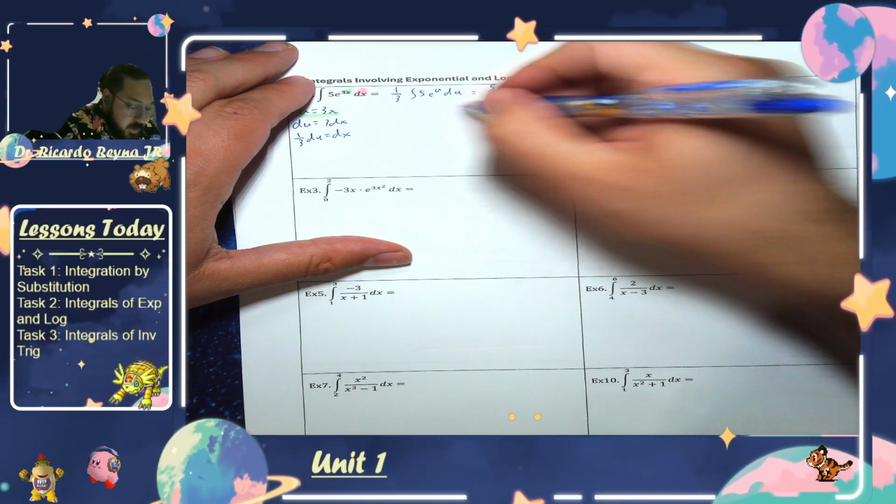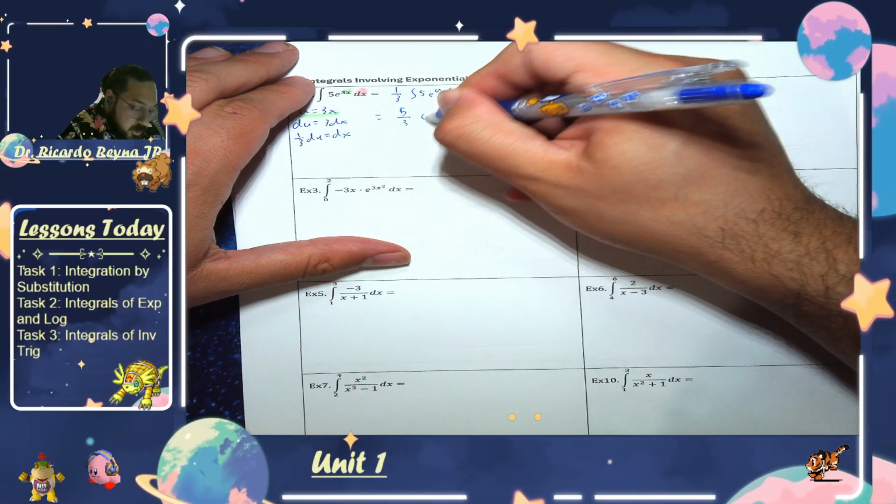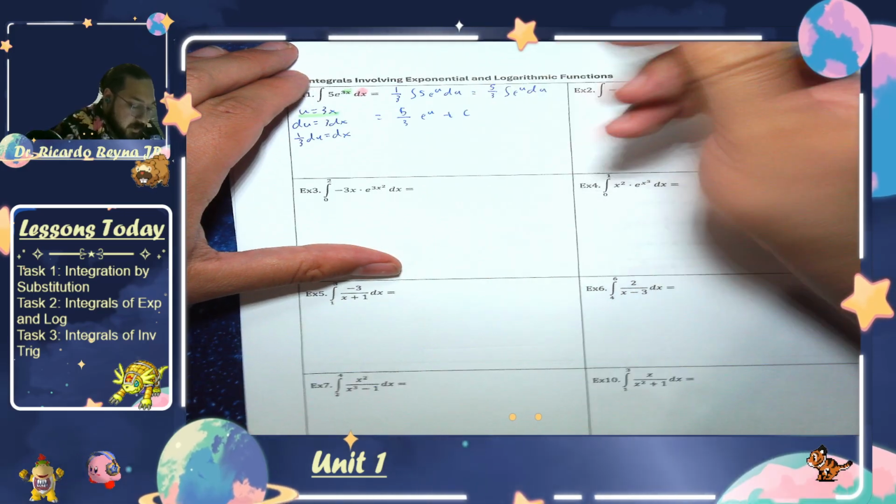And that becomes e^u plus C, and then plug back in the u.